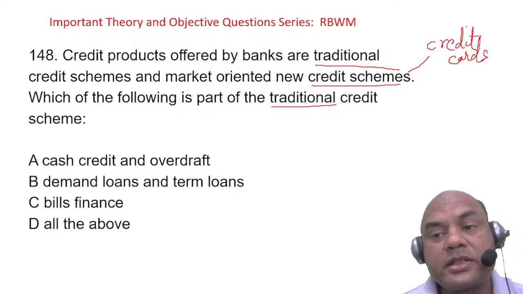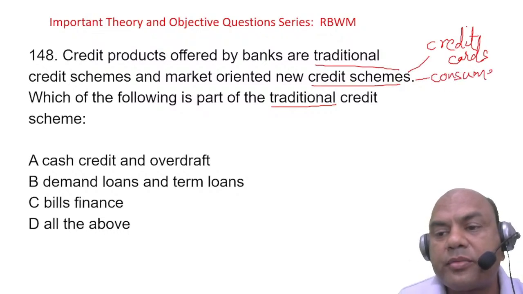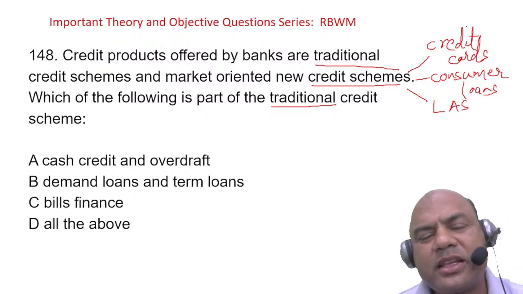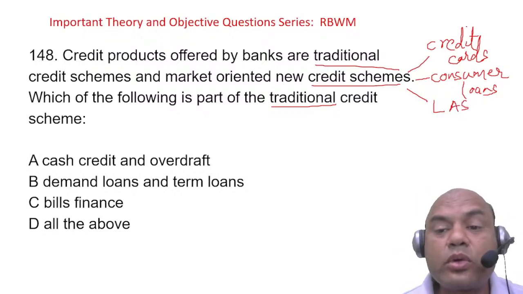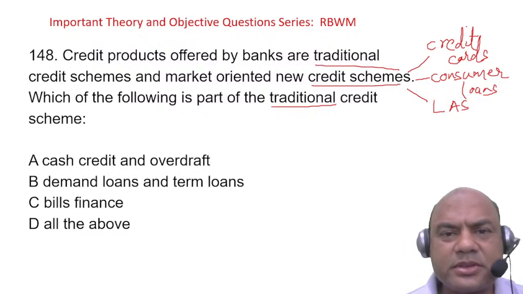Then after credit cards, you have new consumer loans, small ticket consumer loans, okay? LAS, loan against security, loan against shares you call it. Simple word, LAS, loan against share. Generally it is given for shares. So these are new credit schemes, which were not a part of the traditional credit schemes, okay?